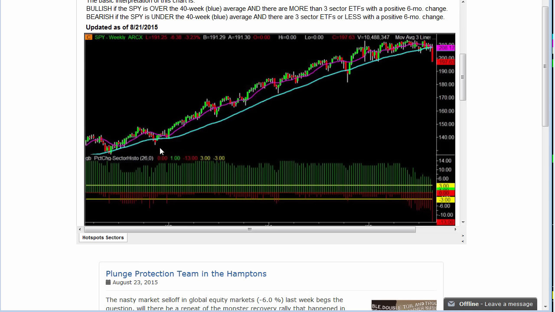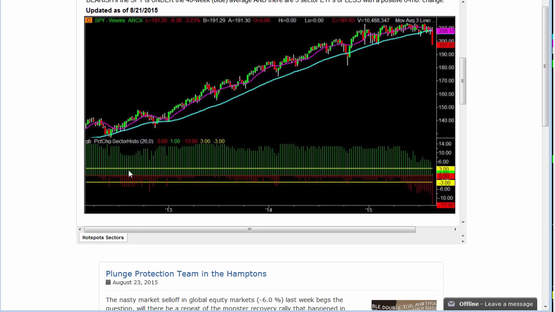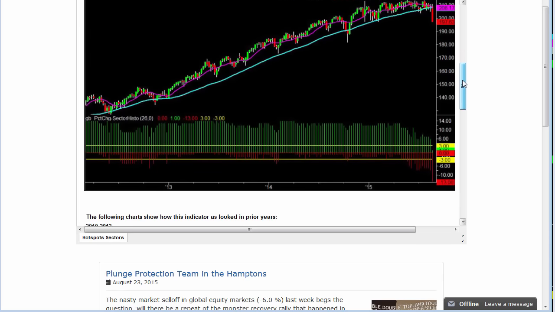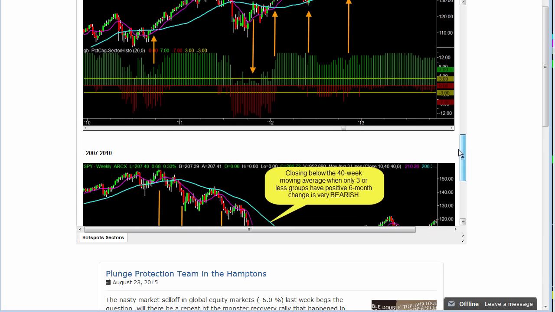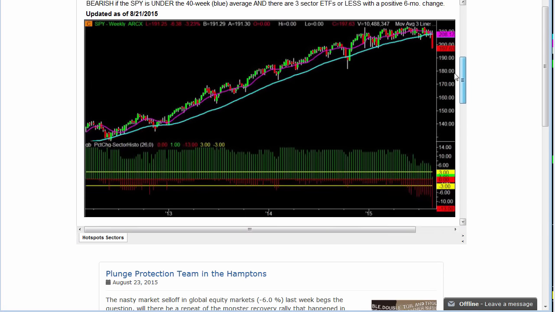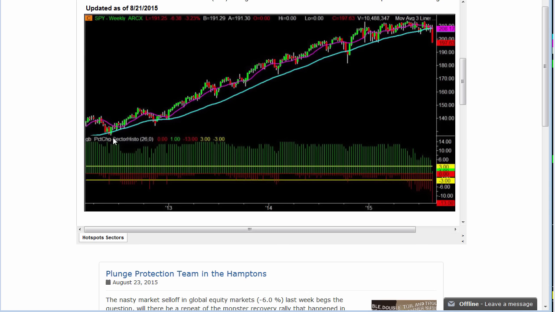So you can see, if we look back, each time the market has pulled back since, and this particular chart goes back into the middle of 2012. If you want more historical information, there's more charts down here. But the more recent one is up near the top. So since the middle of 2012, every time the market's come down and even broken or touched this 40-week moving average, we've had good support from an industry group point of view.